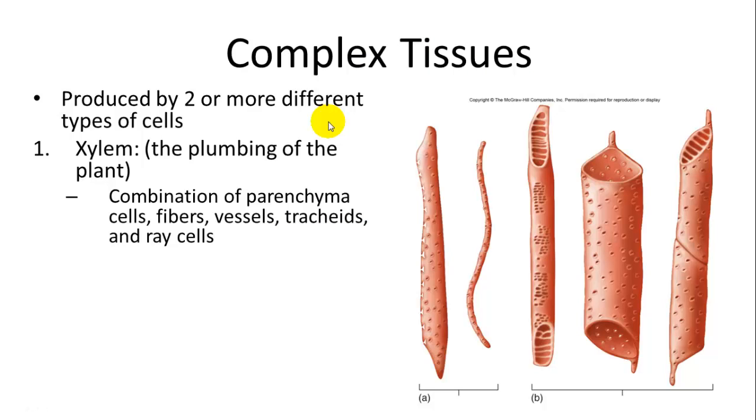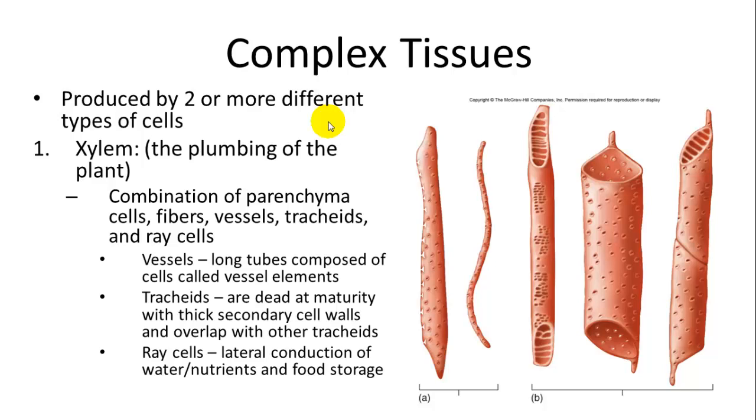Alright, complex tissues. We have the xylem. This is basically the plumbing of the plant, where the water flows from the roots to the leaves. And they're a combination of parenchyma cells, fibers, vessels, tracheids, and ray cells. So tissues, by definition, are made by more than one type of cell. So those are the different types of cells in the xylem.